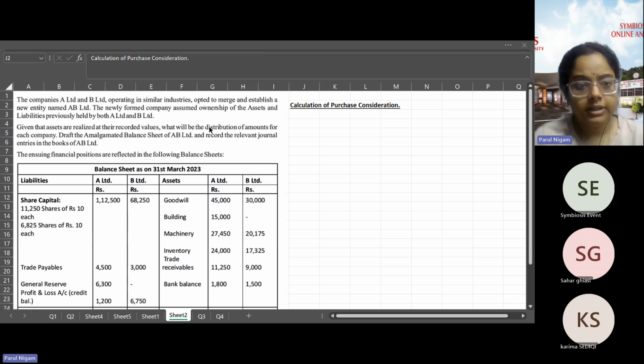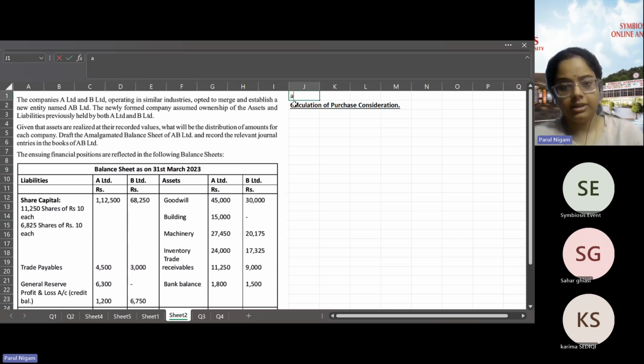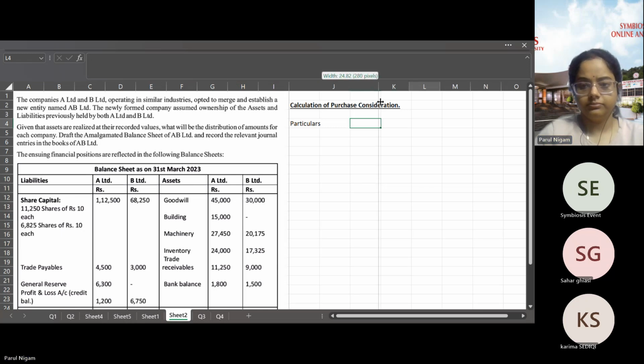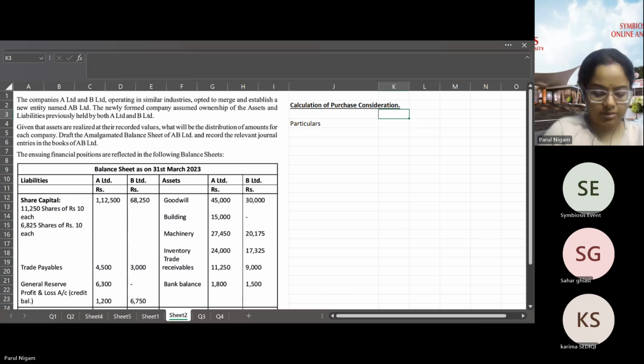So, details of assets taken over by AB Limited. Okay, so a new company. We were having A company, we were having B company. Now we are going to have another company which is known as AB company. Okay, so first we need to compute the net assets of both the companies, right? We'll just make a schedule. Particulars, simple, no complicated format. Particulars, then A Limited and B Limited.